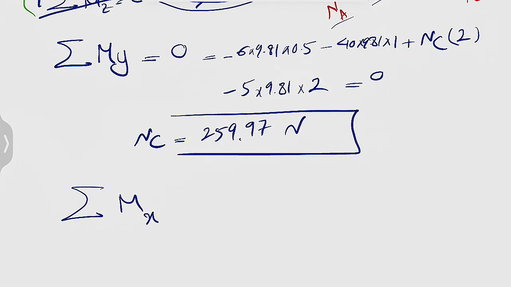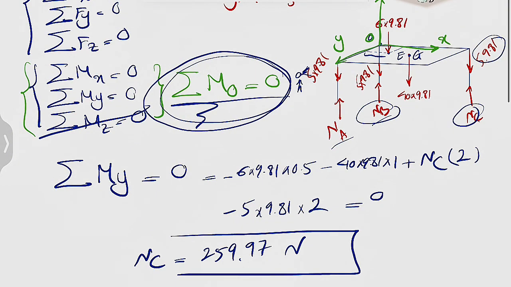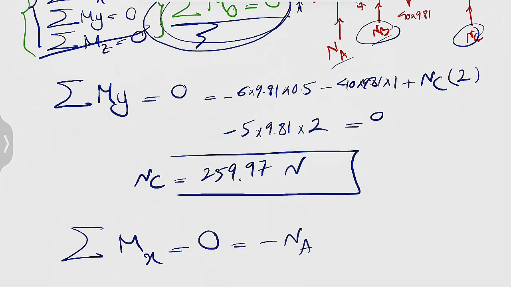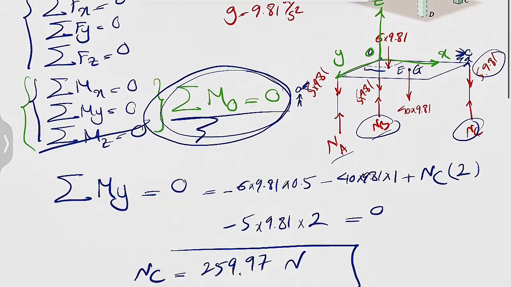We can do the same thing, find the sum of all moments about the x-axis. If we go with the x-axis, we can see that NB and NC pass through the x-axis, so no moment from these two, and we should be able to find NA. But same idea for the directions. If you look from the x-axis from the point of view of this little guy, you can see that all the weights are going to be counterclockwise, and we'll have the NA clockwise. So negative for NA. This time we'll have the other side of this, which is 0.7 plus 0.3, which is basically 1.